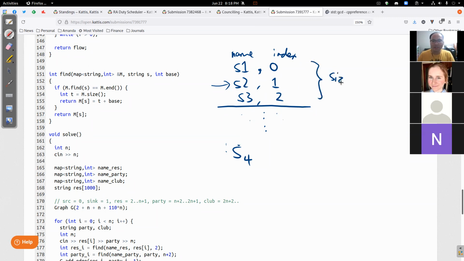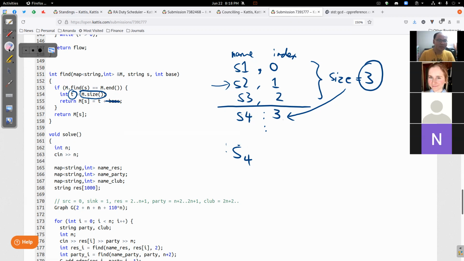The size right now of this map is 3. There are 3 entries. And this size is exactly what needs to go into the next entry. So I look at the size, m.size. I assign it to some temporary. Okay, forget about the base for now. And then I assign it to the entry for that string. So I put S like this. Okay, so that's how this code works if you ignore the space.